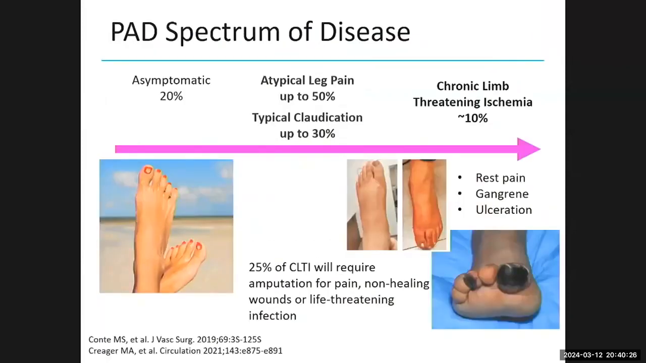Beyond that, PAD has a real spectrum of disease. So up to 20% or so may be asymptomatic. Only about 30% in the literature present with that typical claudication pain. A lot of patients have these atypical symptoms that don't fit the illness script. And then about 10% or so will present with chronic limb-threatening ischemia, the end stage, which is rest pain, gangrene, or ulceration. And this is extremely high risk, as we'll talk about, because 25% will ultimately require an amputation within a year.